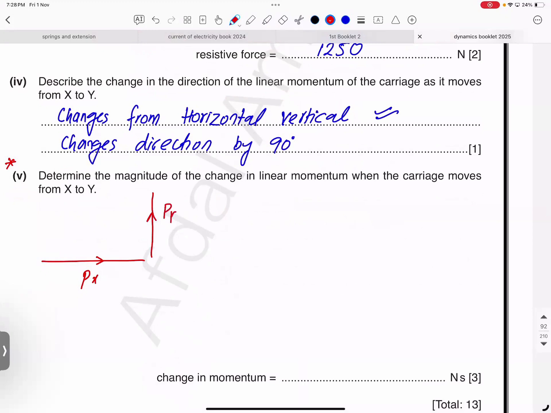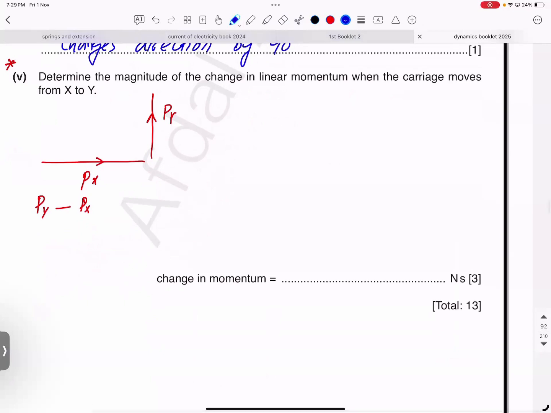Change is difference. Difference means Py minus Px, but they are at 90 degrees. If you make it up, you are right, Pythagoras theorem. So Py will be as it is. You want to subtract Px. Px direction will be changed. Yes? So the change in momentum is this one.